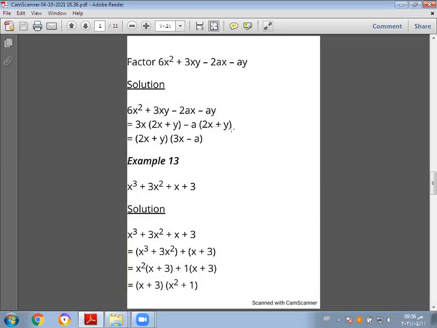In other terms, we take 2x plus y as HCF, and we find the remainder will be 3x minus a. So the factorization will be (2x plus y) multiplied by (3x minus a).